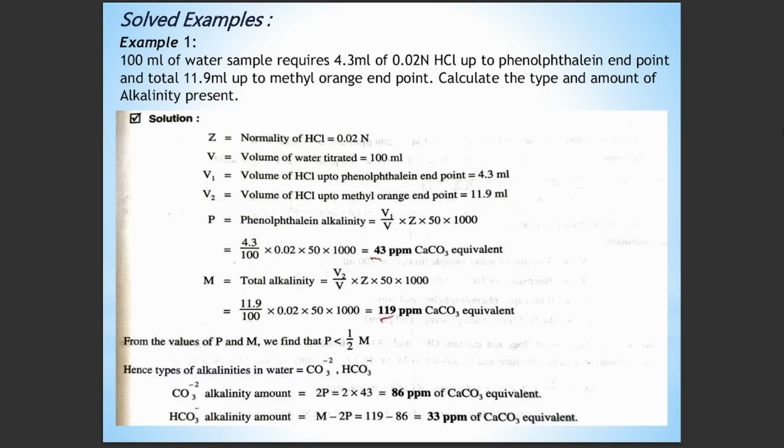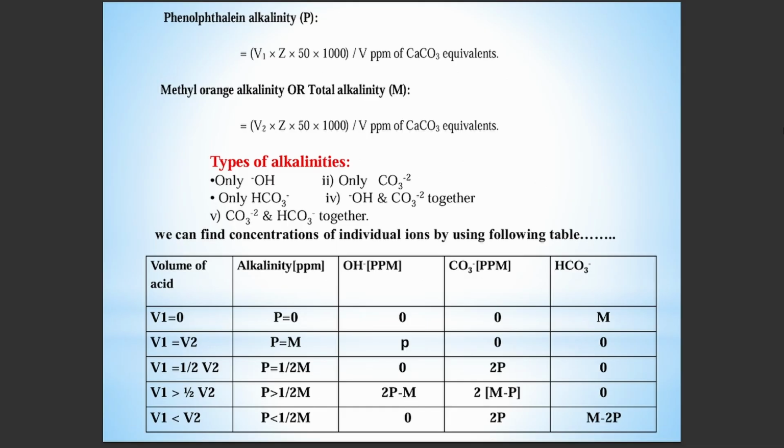If you compare the values of P and M, you will find that P is less than 1 half of M. Is P equal to 0? No. Is P equal to M? No. Is P greater than 1 half of M? No. So the condition fulfilled by comparing the values of P and M is that P is less than 1 half of M. If you compare with the table, P is less than 1 half of M here.